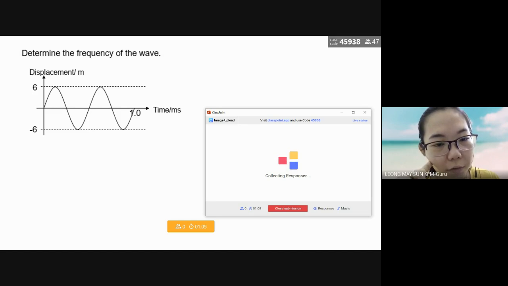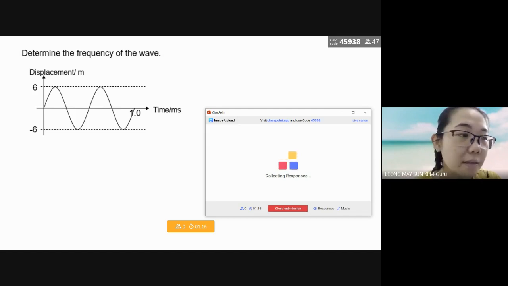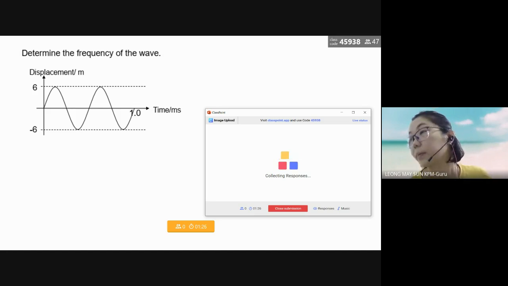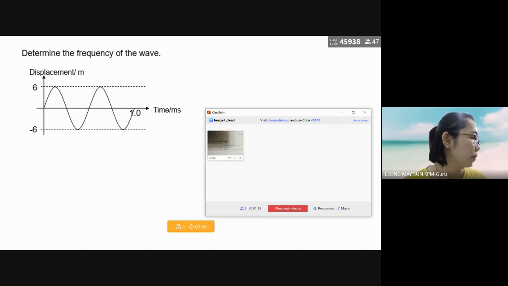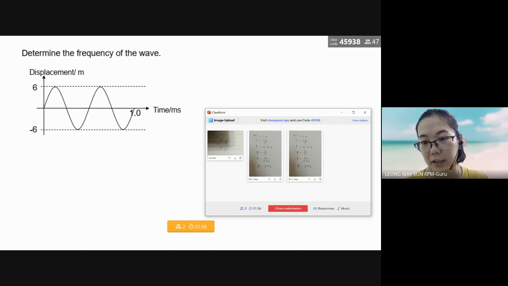Determine the frequency of the wave. So this is a displacement-time graph. On the x-axis, you can determine two things, period and frequency. But in order to get frequency, you have to use a formula. Xingming, answer in physics cannot be in fraction.